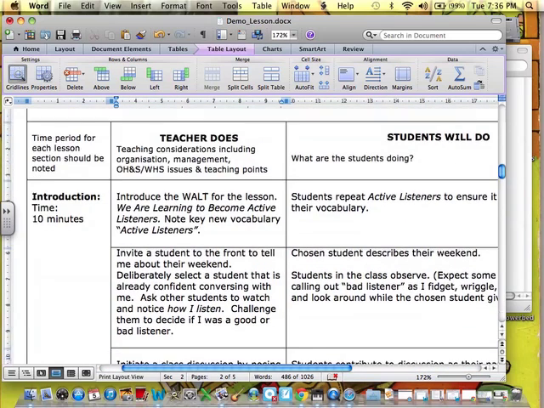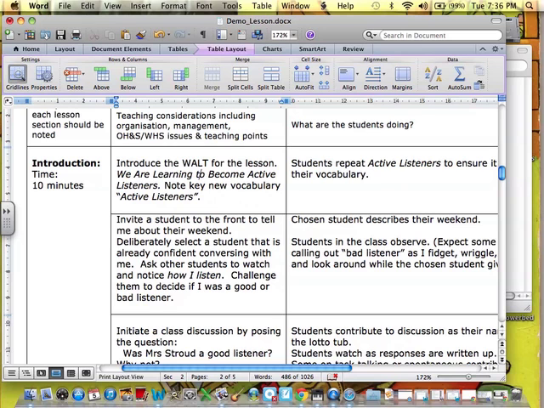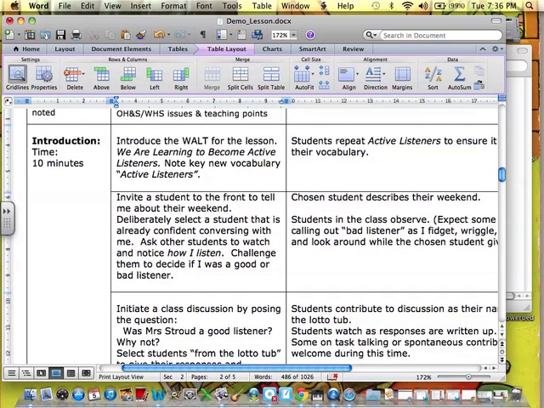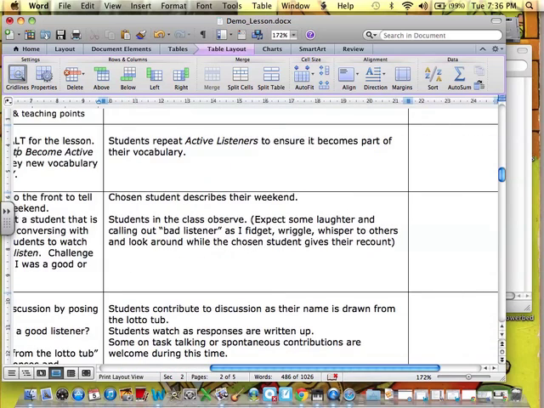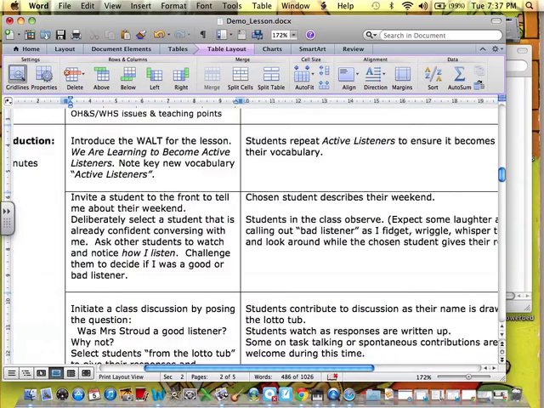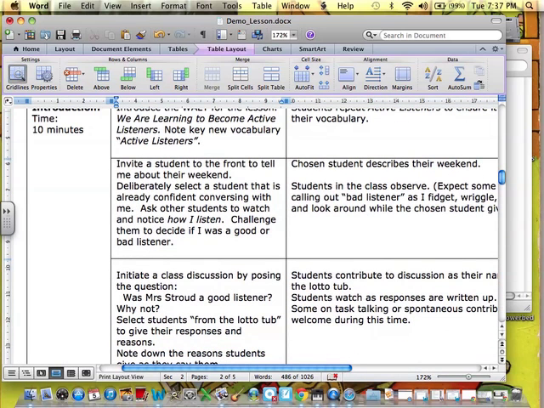So, my lesson begins with the WALT for the lesson. We are learning to, that's what WALT stands for, become active listeners. I'm going to note key new vocabulary for my students, active listeners. So the students will repeat active listeners to ensure it becomes part of their vocabulary. Then I'm going to invite a student to the front to tell me about their weekend.